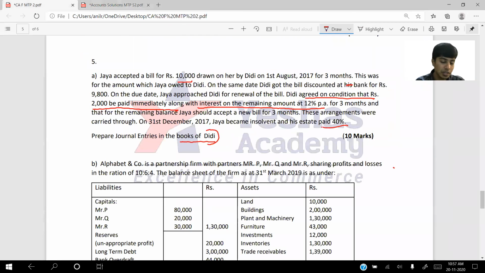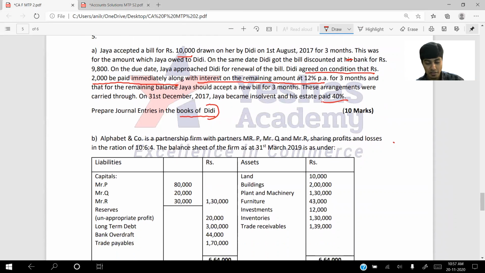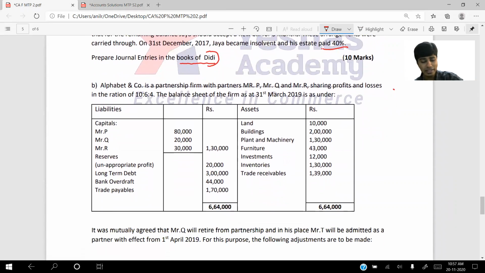Shall I take you to the next one? Next one what we have is 5B. Technically the last one because after this we have theory ones. Let us do this.